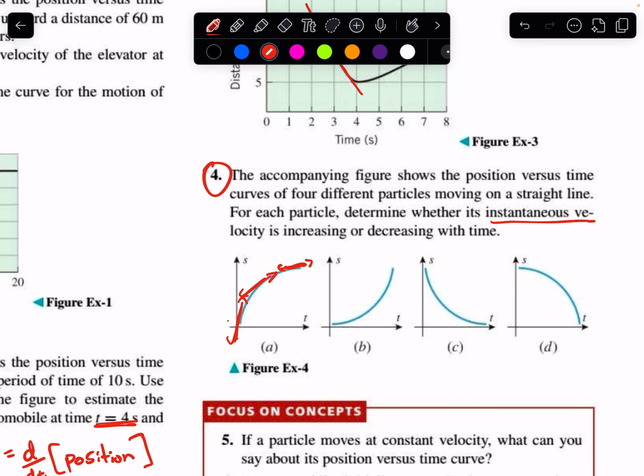And then you can use the same analysis for the others. This one is a pretty small slope, pretty close to 0. Here, it's getting bigger, and then here, it's very, very vertical, very high. So this velocity is increasing.